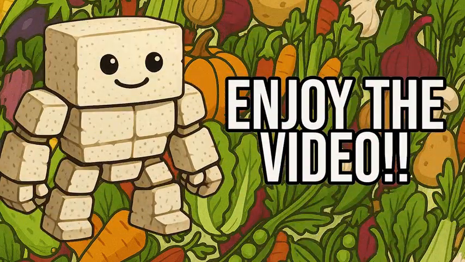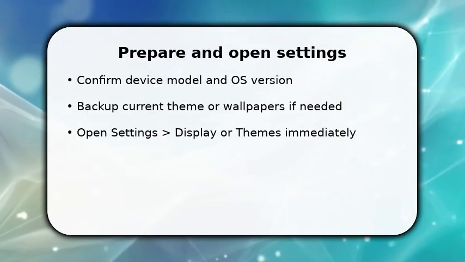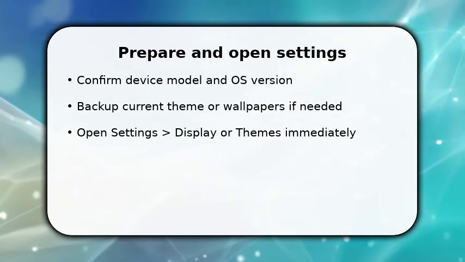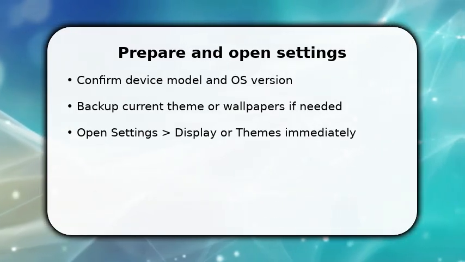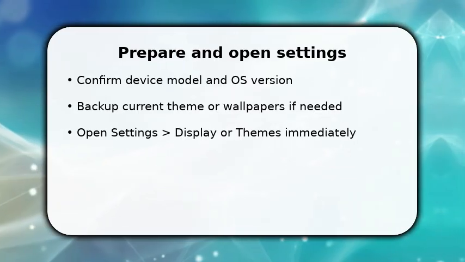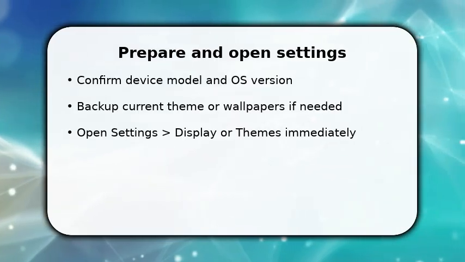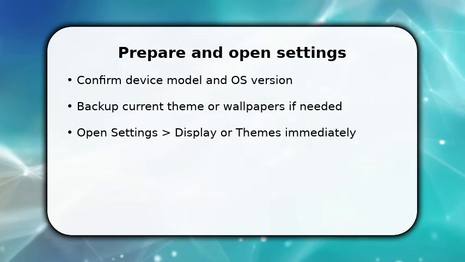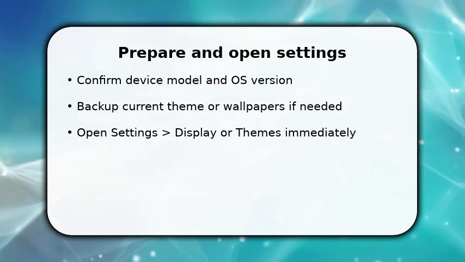Please enjoy the video. You start by confirming your phone model and OS version so you know where theme controls live. Once confirmed, back up any custom wallpaper or icons you want to keep. This prevents surprises. Now open Settings and go straight to Display or Themes.